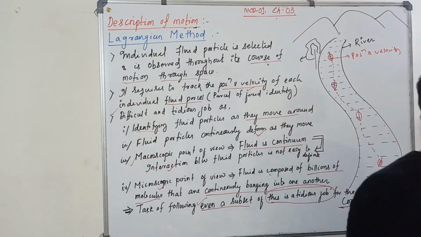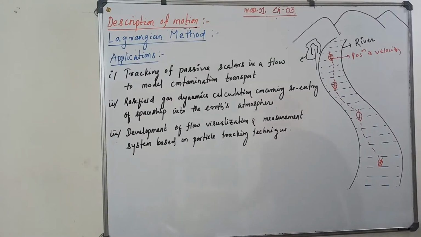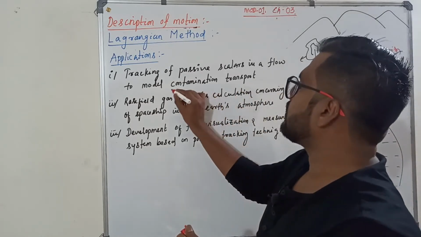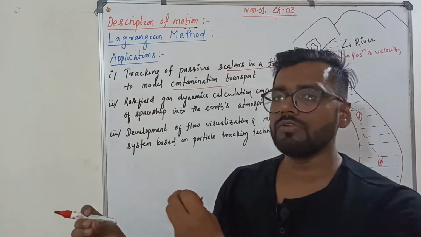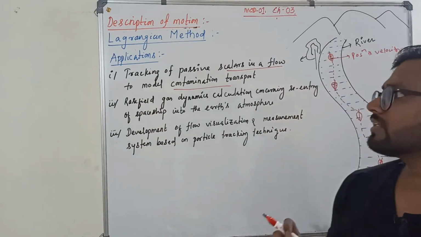Pause the video, note it down. From the application point of view, as I told, tracking of passive scalars in a flow to model contaminant transport. Like in the corona case, when you sneeze, those fluid particles are individual particles we need to count and track.